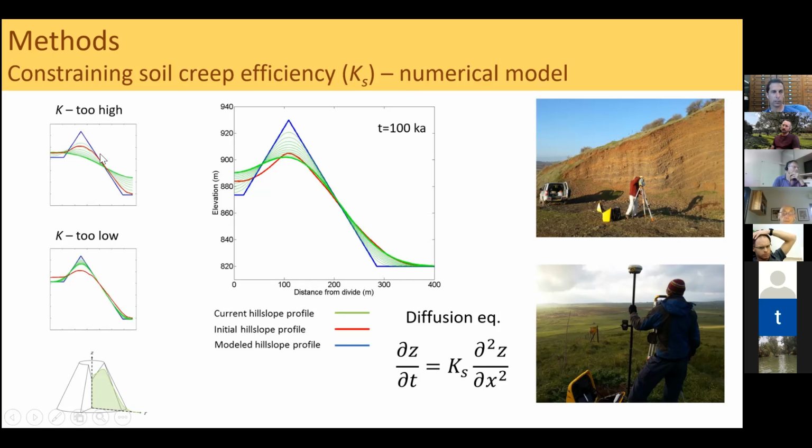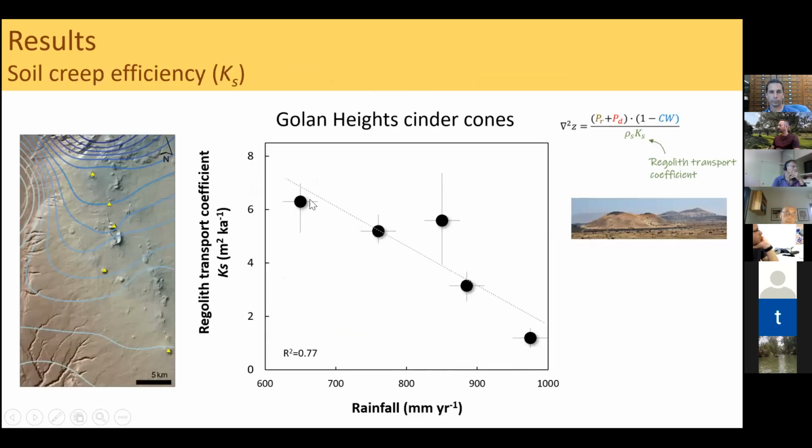Okay, on the left, you can see that a value too high would give us an overshoot. A value too low, we do not develop the morphology enough. And in the center here, you see a good solution of the numerical model. So I'm jumping right into first results. These are the results of the numerical model.